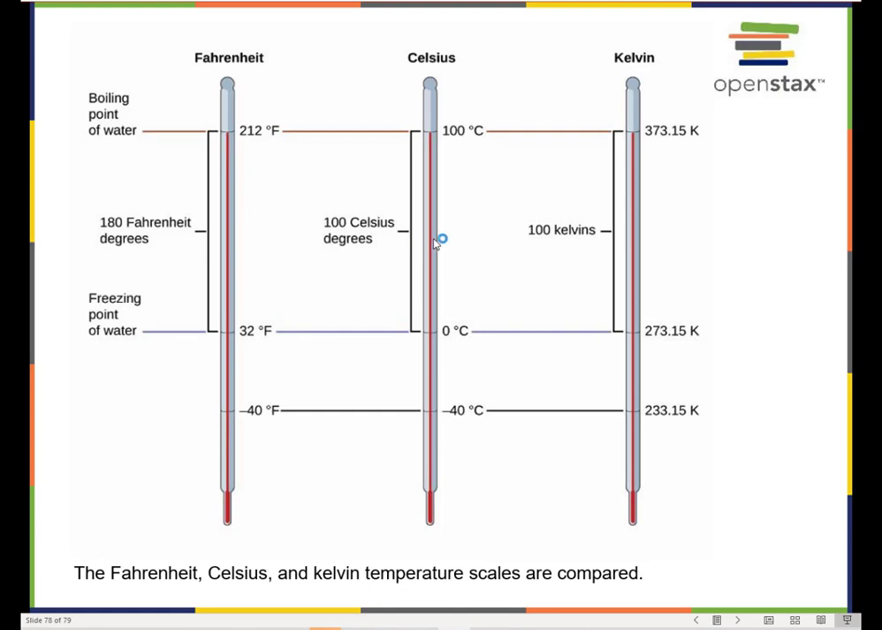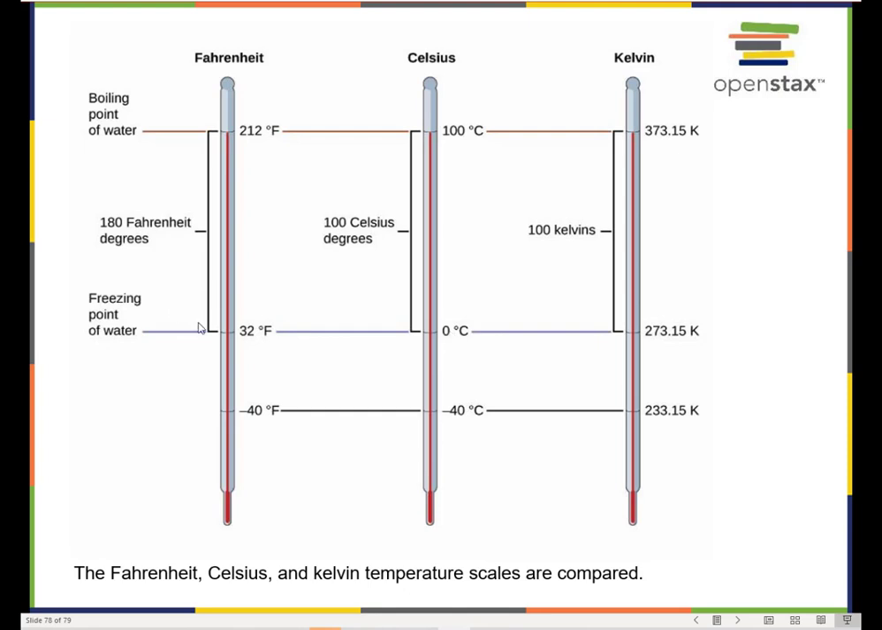So the size of a degree Celsius and Kelvin are the same. The only difference is where 0 is. 0 for Celsius is freezing water. 0 for Kelvin is absolute 0, the coldest temperature in the universe. There's no such thing as a negative Kelvin temperature because 0 is as low as it goes. It can't get lower than 0 Kelvin. It can get lower than 0 degrees Celsius, obviously, because 0 is just an arbitrary place where we set the scale to correspond to the freezing point of water.